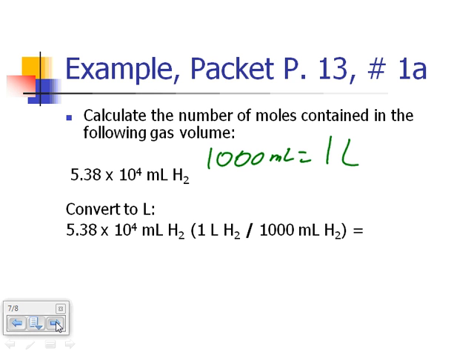If we start with what we're given, 5.38 times 10 to the 4th milliliters, we need to put milliliters in the denominator. And then we'll put liters on top, and then we can start plugging the numbers in. We have our 1 liter over 1,000 milliliters. So we do that calculation, and we end up with 5.38 times 10 to the 1st liters of hydrogen.